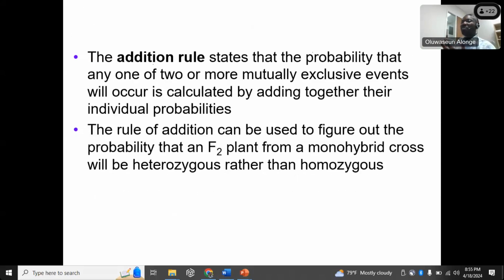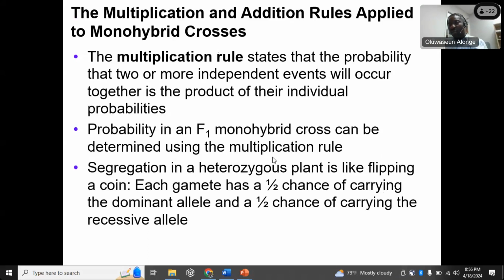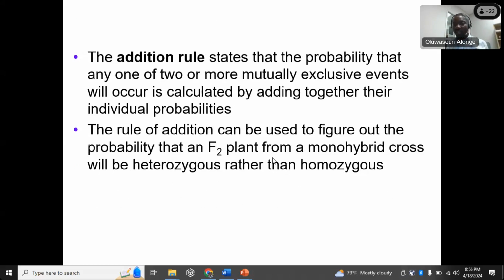Now, probability is simply, we use the product rule for it. Product rule simply means you multiply both probabilities together. So you find the probability that it can be the head, then find the probability that it can be the tail, and then you multiply the two. But the addition rule states that the probability that any one of two or more mutually exclusive events will occur is calculated by adding. So product rule, multiplication rule, we multiply together. Addition rule, we add together. So the rule of addition can be used to figure out the probability that an F2 plant from a monohybrid cross will be heterozygous rather than homozygous. I will explain that now.